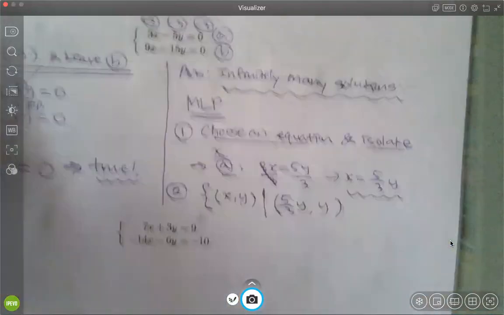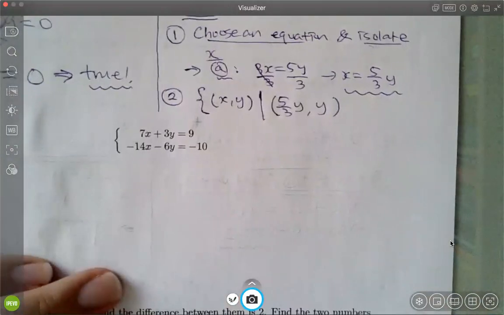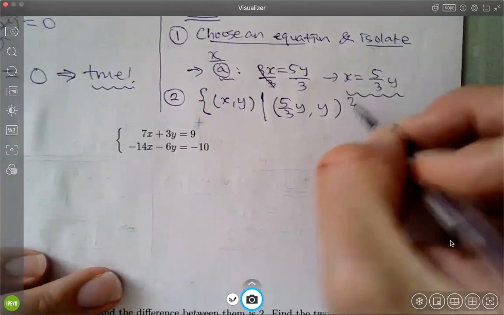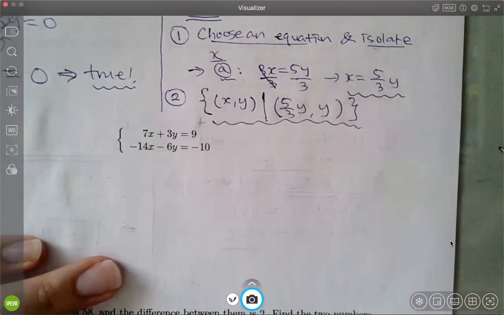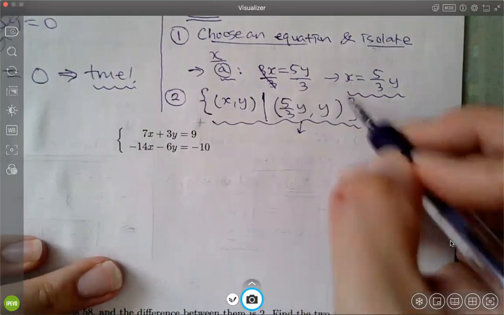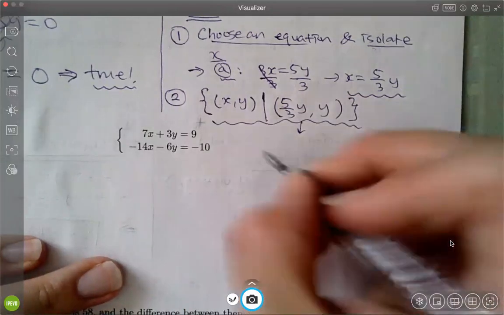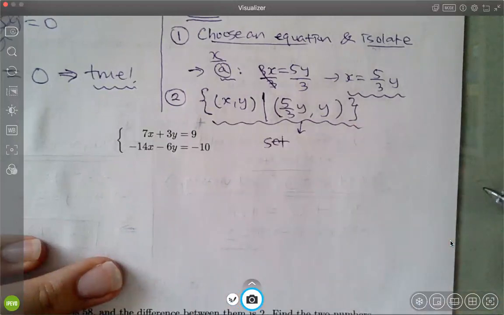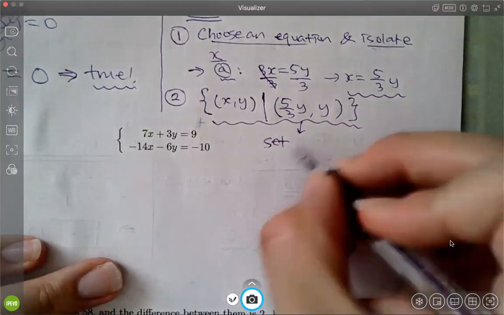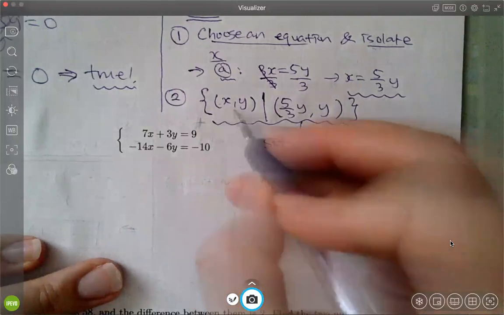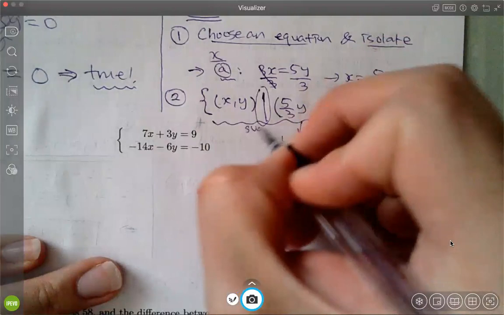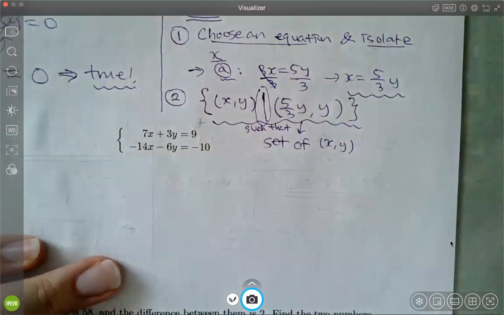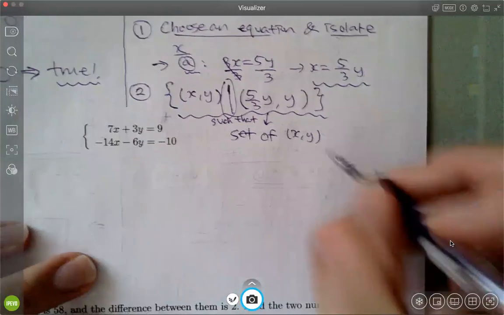Okay, now this is kind of confusing. So let me explain what this expression even means. Now we have seen this curly bracket notation before, and it means the set, right? Then you go from left to right. So it's the set of x comma y, the ordered pair, remember, and then this vertical bar means such that.